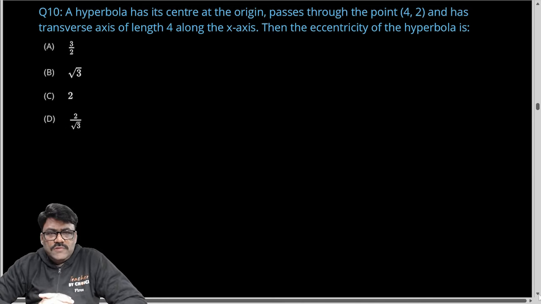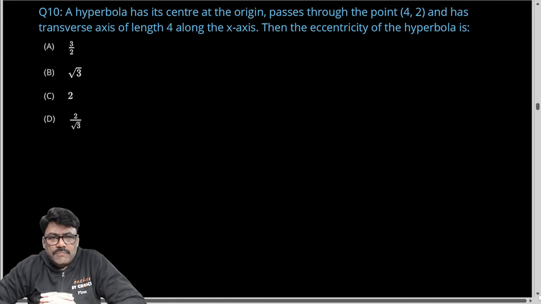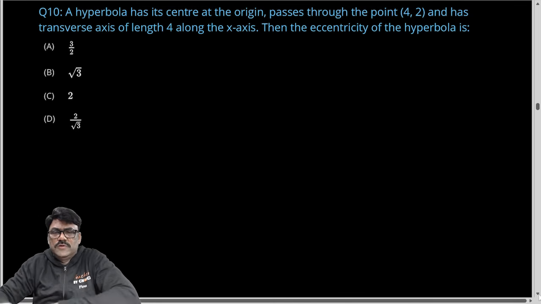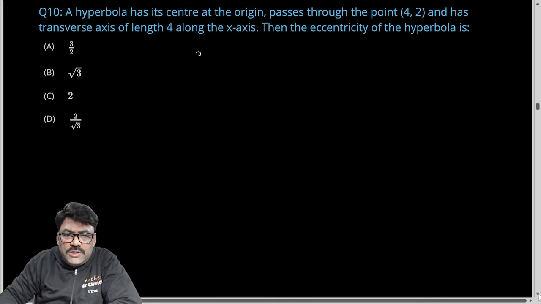Okay, see this question. This is from hyperbola. And they are saying that it's a standard hyperbola which passes through the point 4 comma 2. Transverse axis is length 4 along the x-axis. Means it is standard hyperbola, basically x square over a square minus y square over b square is equal to 1. So your hyperbola is what? X square over a square minus y square over b square is equal to 1. This is the hyperbola.